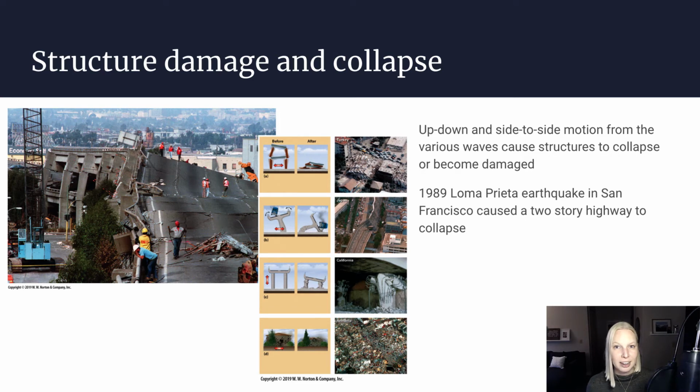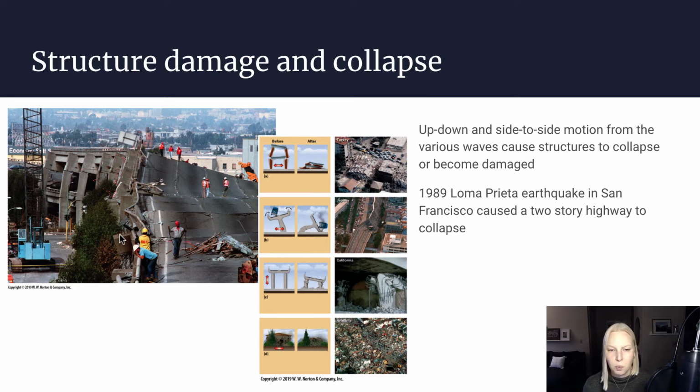Probably the first impact from an earthquake that comes to mind when you say the word earthquake would be structure damage or collapse. This occurs, obviously, due to the up and down and the side-to-side motion that's caused by the different wave types that we just talked about. And again, it causes structures to collapse or to be damaged or destroyed. During the 1989 Loma Prieta earthquake in San Francisco, this 2-story highway collapsed in Oakland, and people were killed.